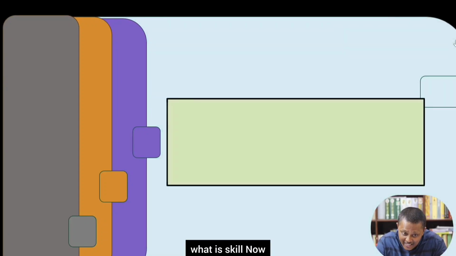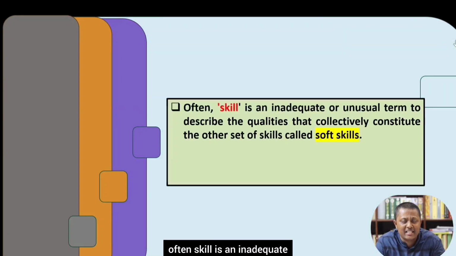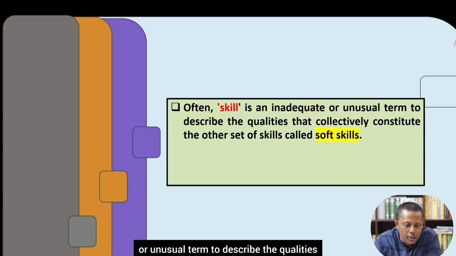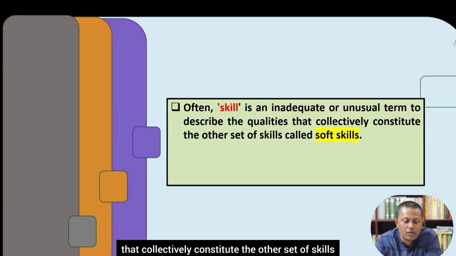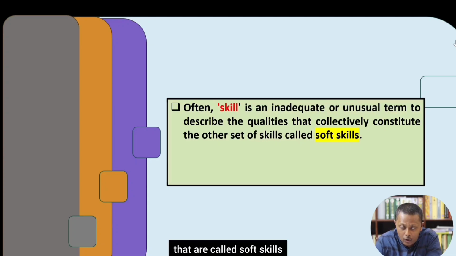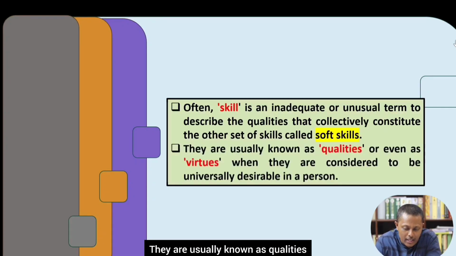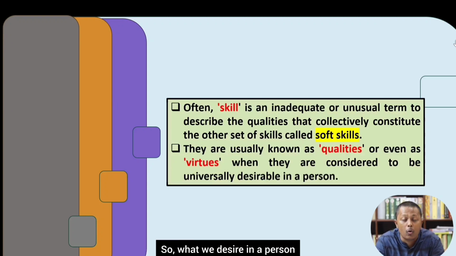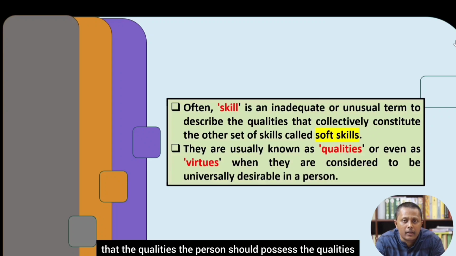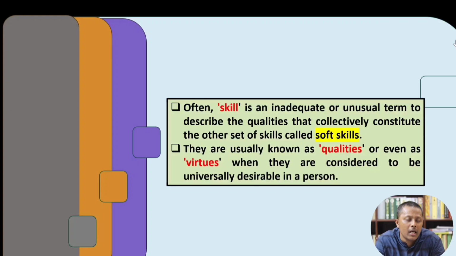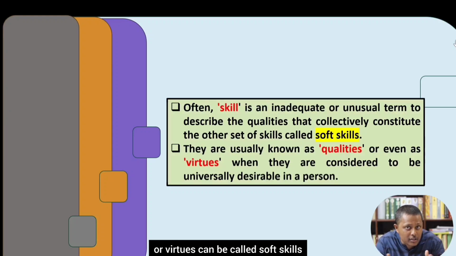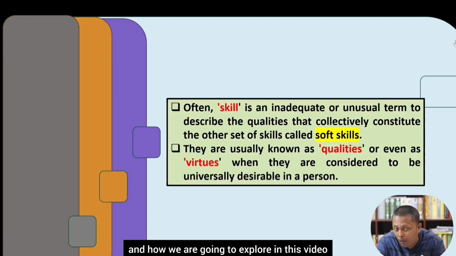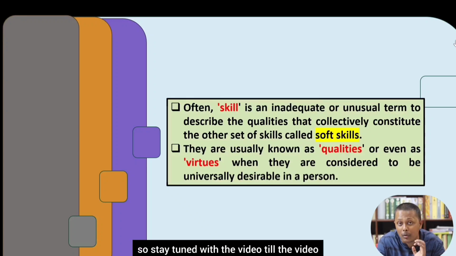What is skill? Now, often, skill is an inadequate or unusual term to describe the qualities that collectively constitute the other set of skills that are called soft skills. They are usually known as qualities or even virtues when they are considered to be universally desirable in a person. So, what we desire in a person, that the person should possess the qualities or the virtues. Now, think about it, these qualities or virtues can be called soft skills, and how, we are going to explore in this video. So, stay tuned with the video till the video ends.